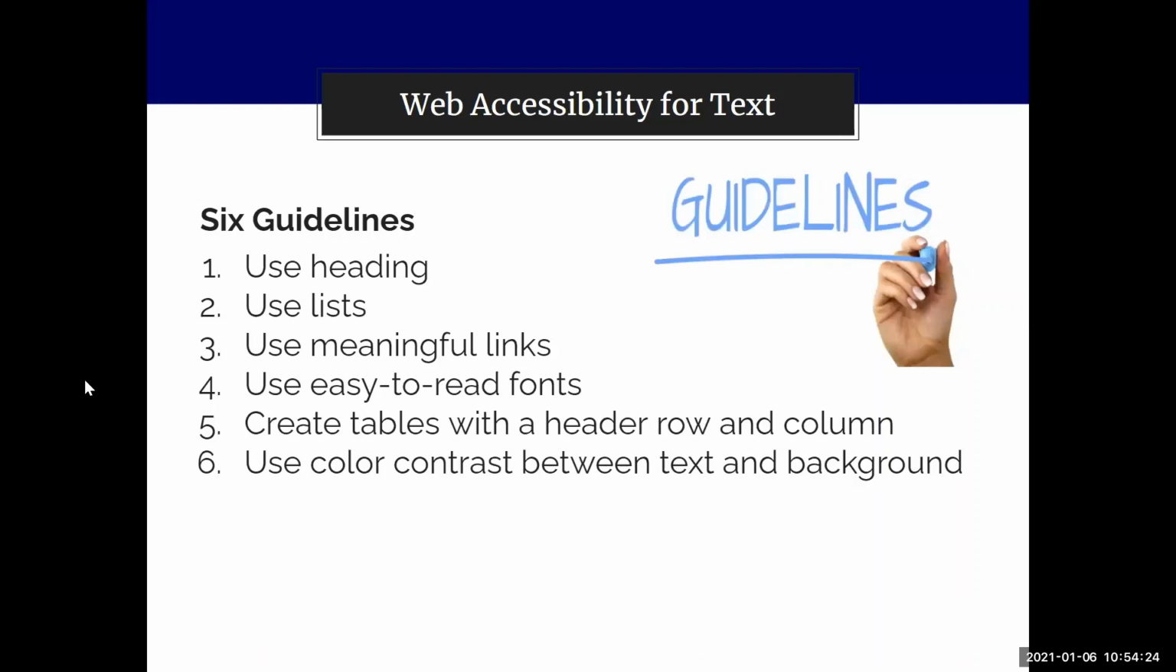So first we're gonna go over how to create web accessibility for your text. And the 6 guidelines we're gonna go over: we want to make sure we're using headings and we're using lists. And when we're creating links like URLs or links to other websites, we want to make sure those links are meaningful. And we also want to make sure that our fonts are easy to read. And we often use tables, a lot of us, when we create our syllabi or when we do our presentations. So you want to create tables with a header row and a column, and you want to make sure your color contrast is being done correctly between your text and your background.